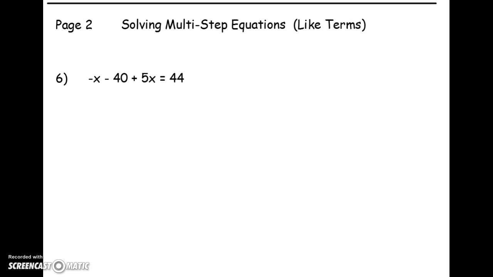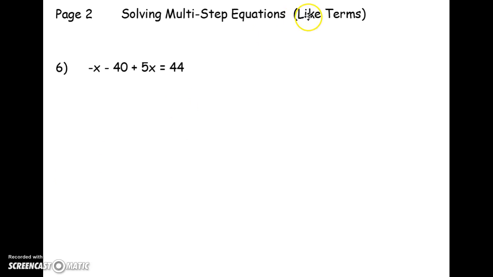Here's the next page, and this is the solving multi-step, and it says like terms at the top. Now, when I look at this equation, I could add 40 first if you wanted to. That would be fine. There's not a specific order we need to go in, but I'm going to recognize that I have a negative x and a 5x. I'm going to combine those together to give myself a 4x. So if I had 5 x's, I lost 1, I'm down to 4. And I haven't changed anything about this minus 40. It's still there.